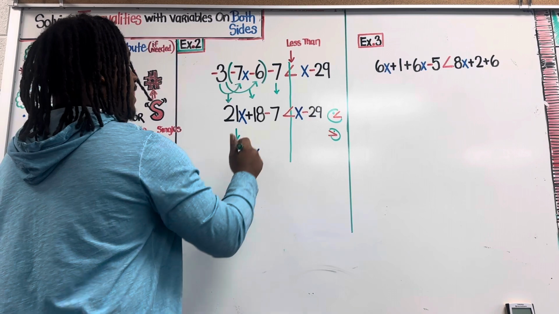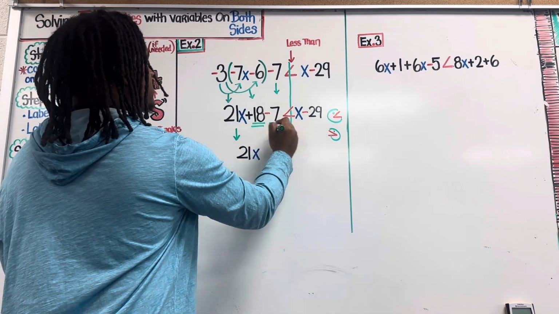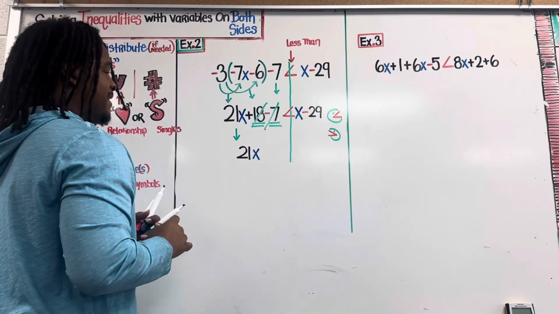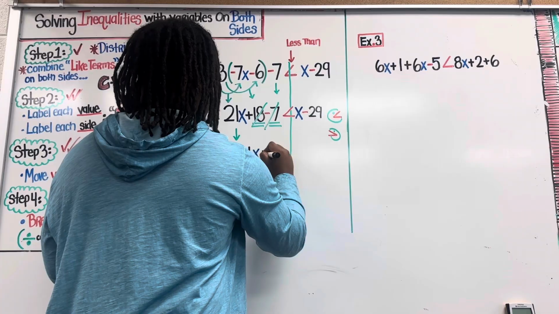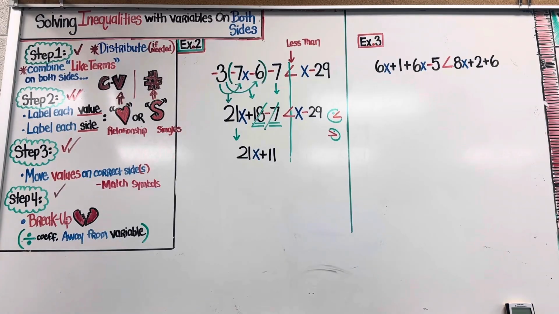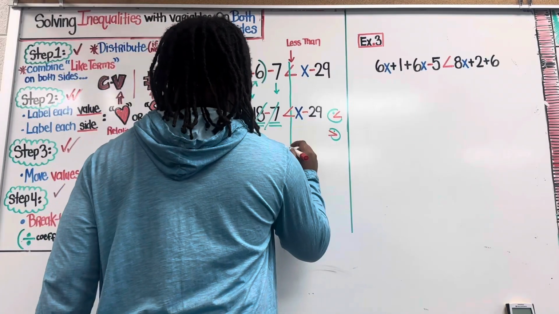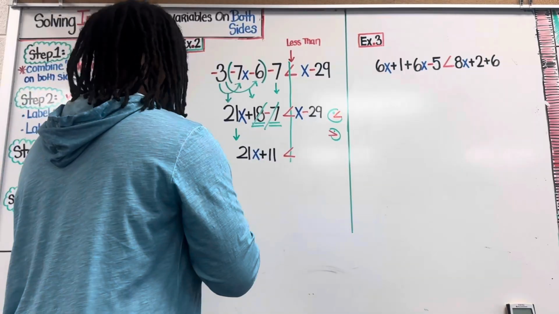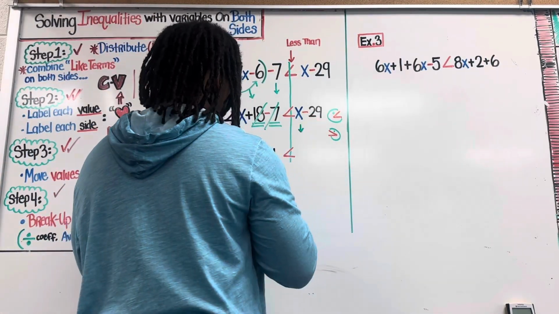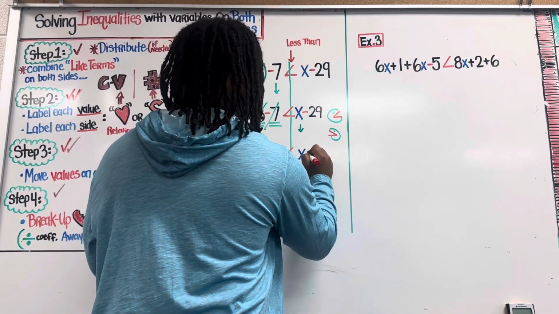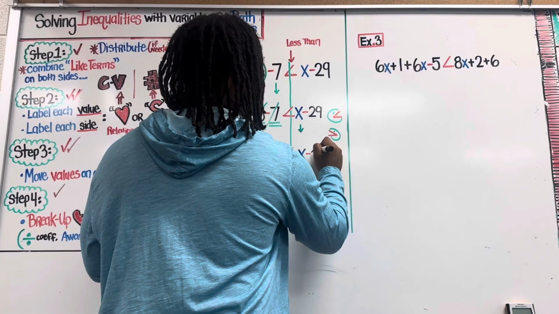But here, I can combine 18 with -7. I'm going to do 18 minus 7, and that is 11. So on this side, everything is simplified down to 21x plus 11. Now the opposite side: x cannot be combined with -29 because they are not like terms, so they just come down the same. I have x minus 29 still on the right side of the inequality sign.